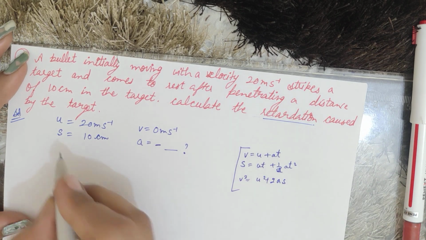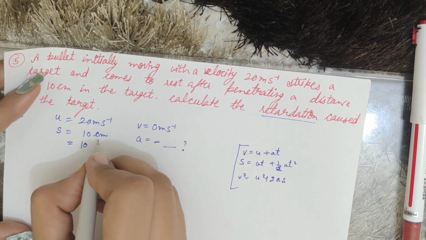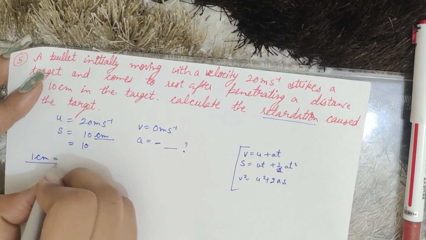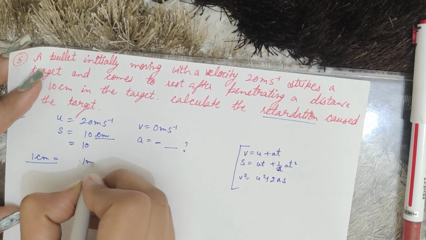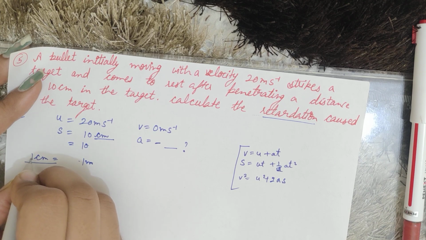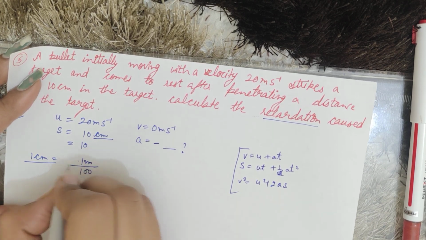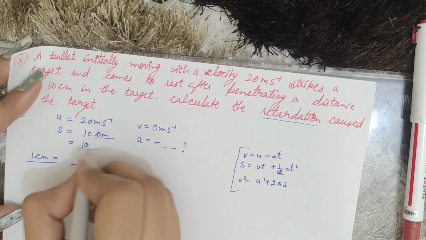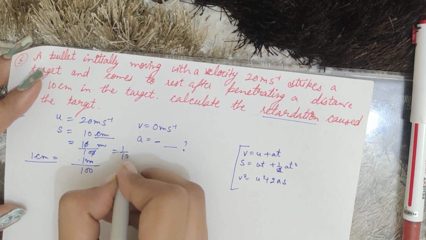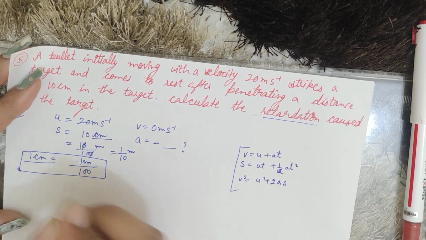Note one thing mostly, that the units must be the same. Like here it is the centimeter. 1 meter equals 100 centimeter. It means 1 centimeter equals 1 by 100 meter. Means if I want to convert the centimeter into meter, I need to divide by 100. It will change into meter. It is 1 by 10 meter. This is the conversion I used here.